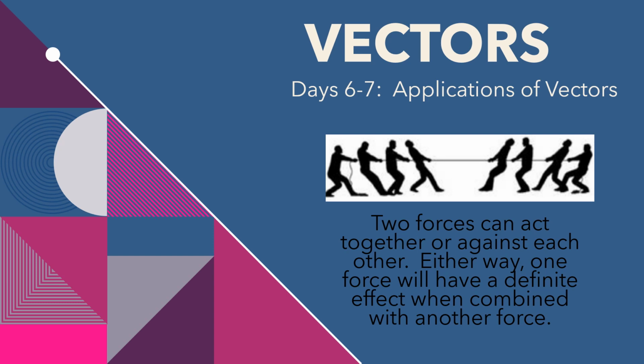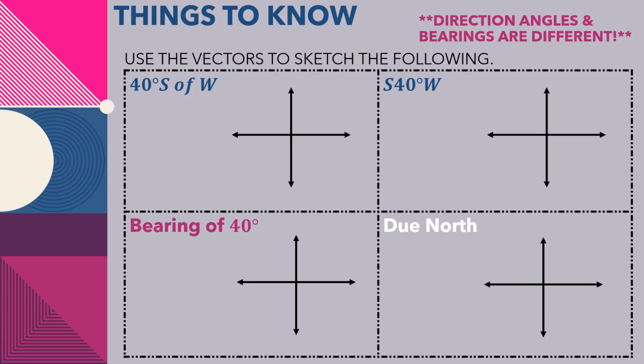So just real quick from the picture that we have on this first slide, it says two forces can act together or against each other. Either way, one of the forces will have a definite effect when combined with another force. So our vector is going to represent a force that's being applied. So here we go. Some things that we need to know.